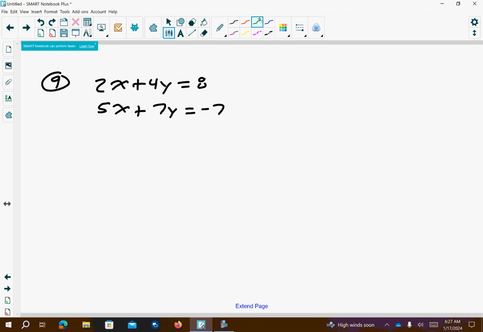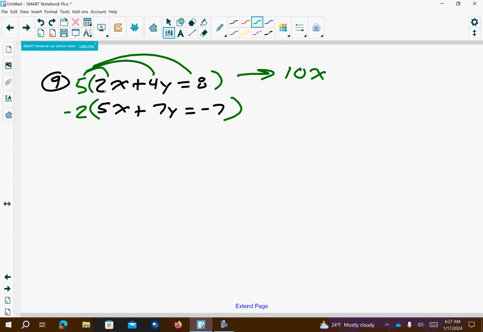Number 9, let's choose to get rid of our, well, let's see, looks like we have to do something with both of the equations. So I'm going to multiply the whole top equation by 5 and the whole bottom equation by negative 2. And this is going to allow us to get rid of the x's. So I'm going to have 10x, because 5 times 2x is 10x. 5 times 4y is 20y. And then 5 times 8 is 40.